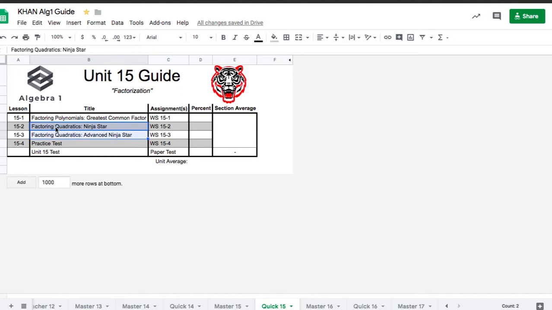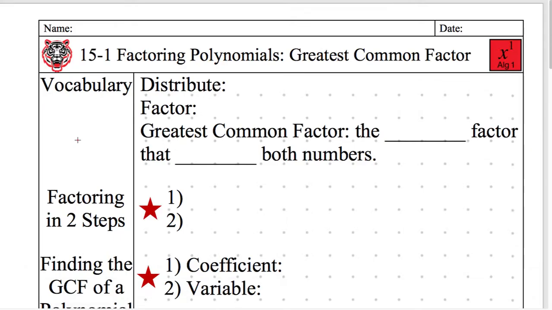Every polynomial that you will see in Algebra 1 is always 2 steps. In Algebra 2, we're going to add a 3rd step on there as well, factoring by grouping. But for now, there are 2 steps. Ask me questions. All right, so we're back here on the notes.